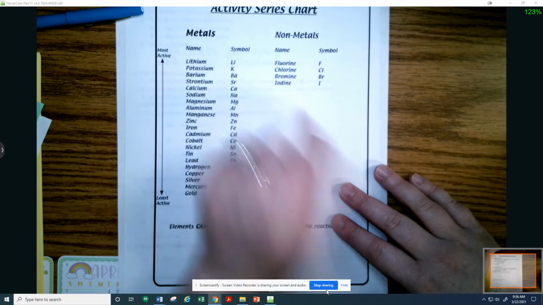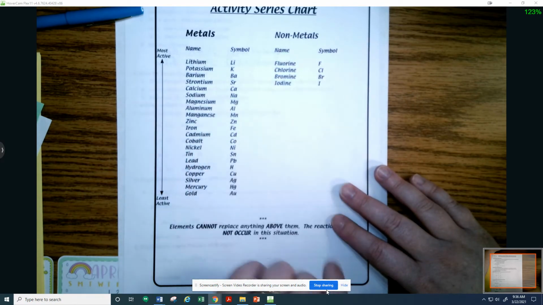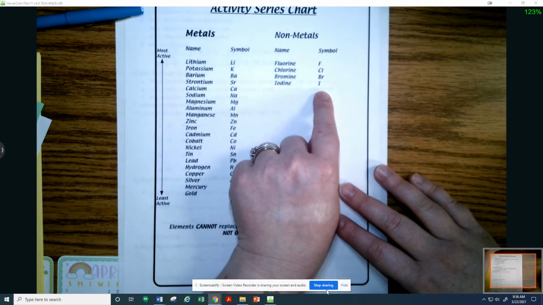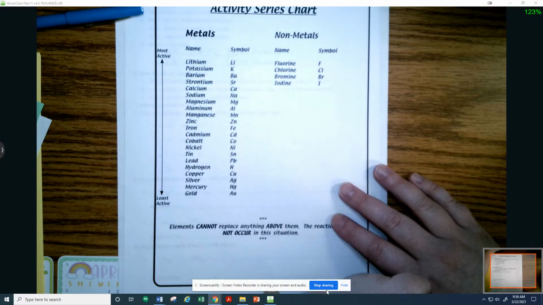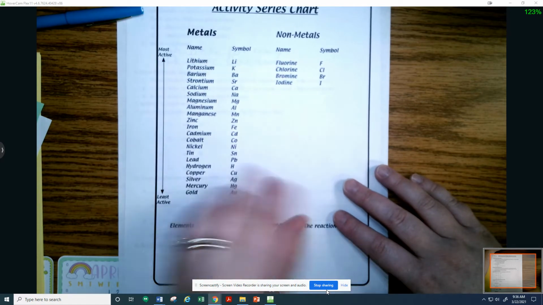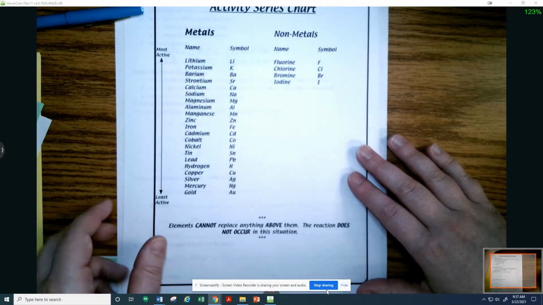Now, on the nonmetal side, it follows the same pattern where we're looking at just the halogens, family 17. And so iodine of that family is the least reactive, and the most active is fluorine, and that goes into electronegativity differences between these different elements. And so this rule here tells us that elements cannot replace anything above them. The reaction does not occur in this situation. So we're going to start looking at that here in a moment.